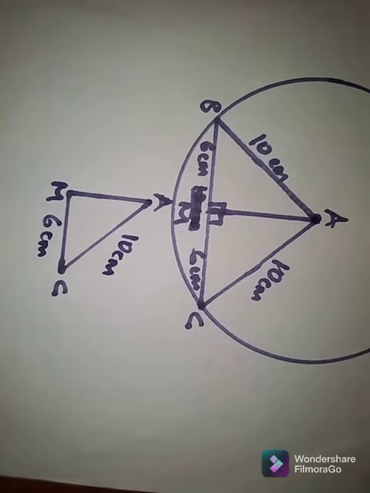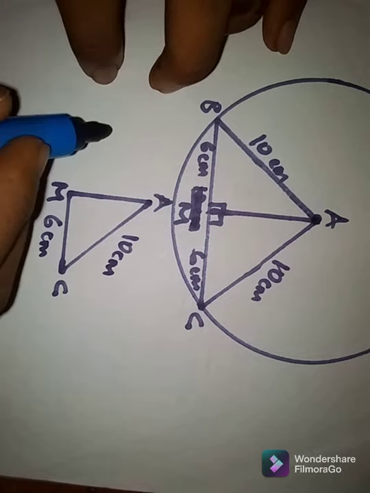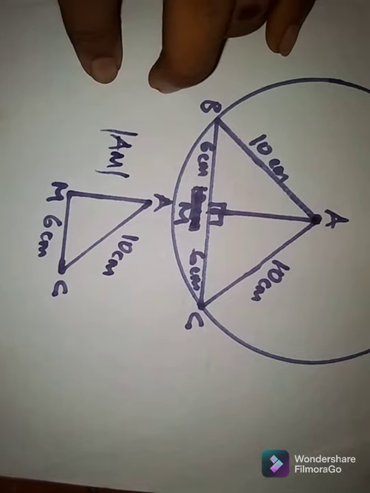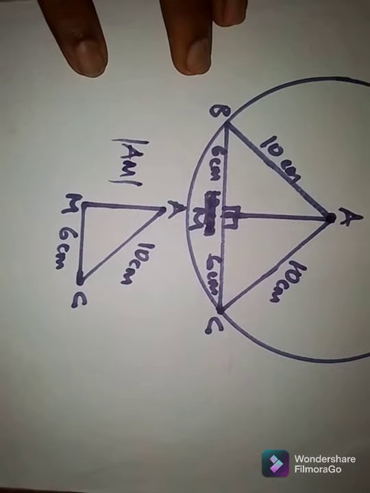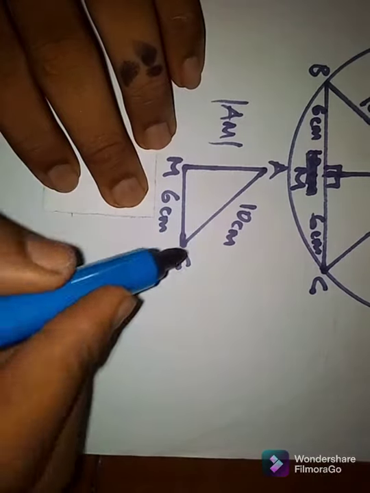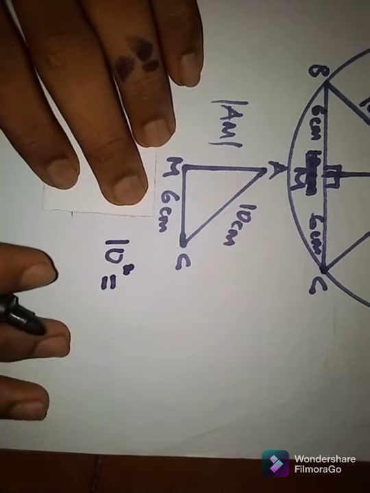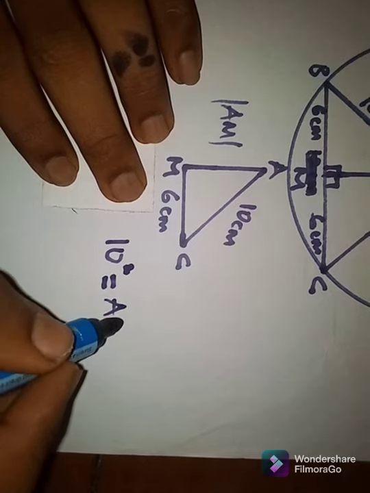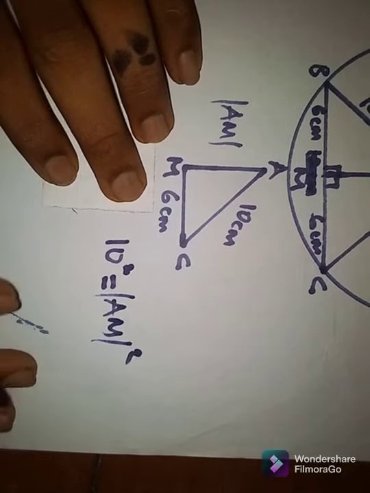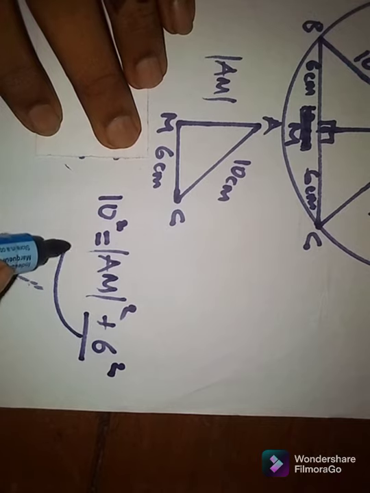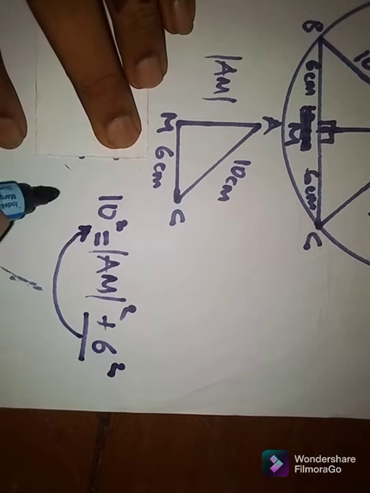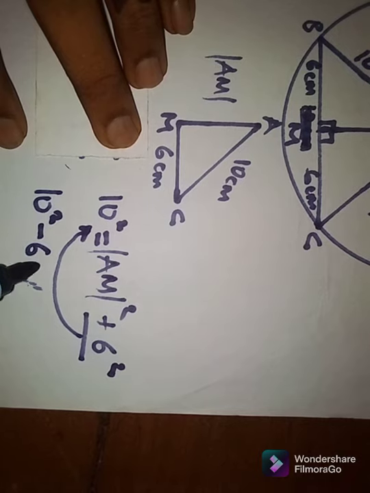Looking at it, let's label this part AM, line AM. Using Pythagoras theorem, we have the hypotenuse, 10 squared, equals AM squared plus 6 squared. So we can take this here and we have 10 squared minus 6 squared equals AM squared.